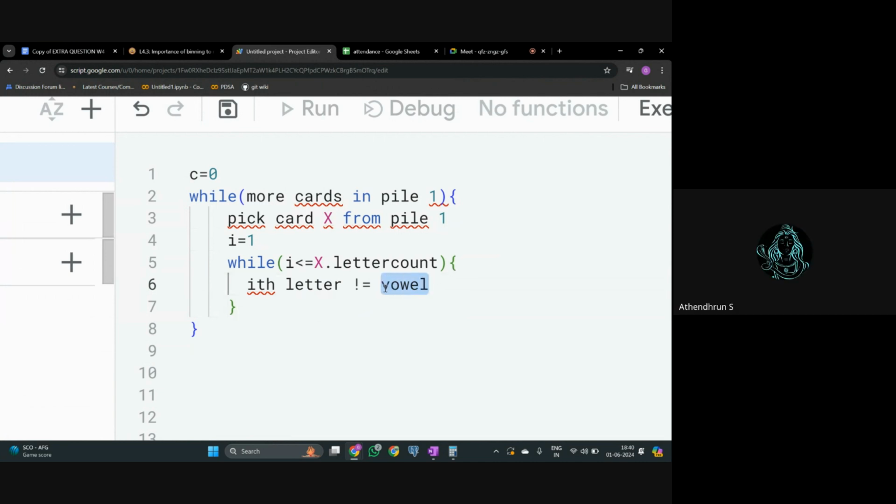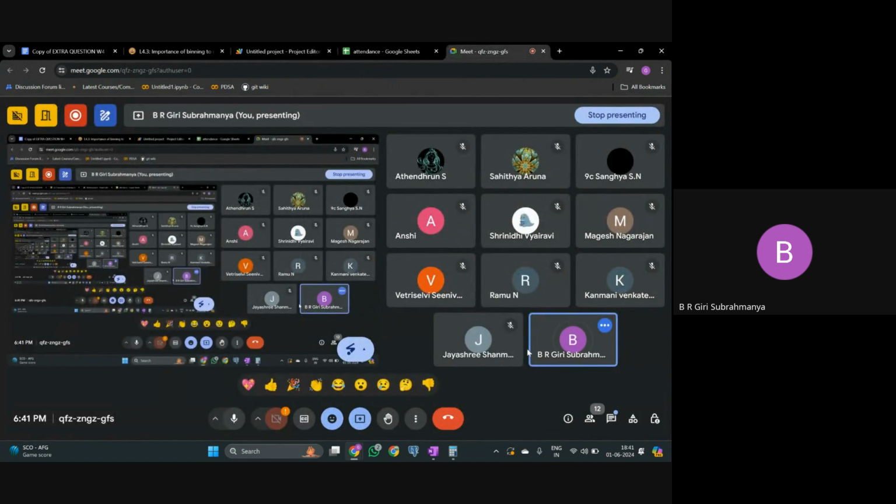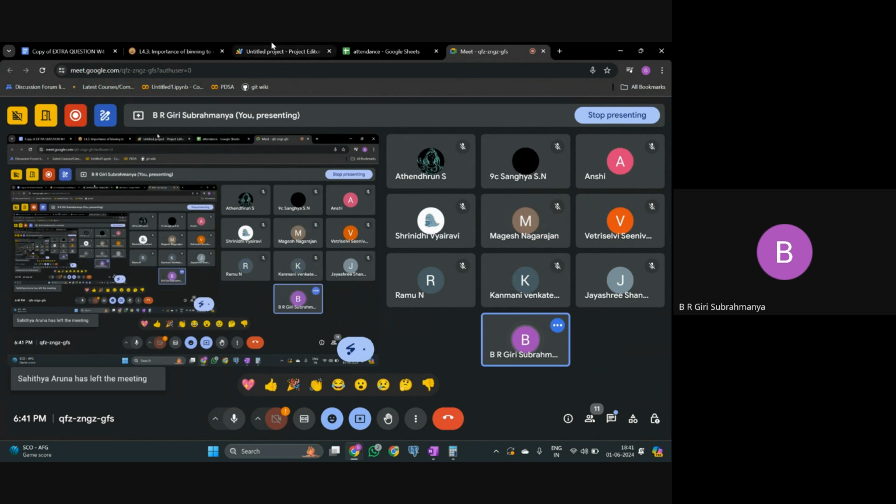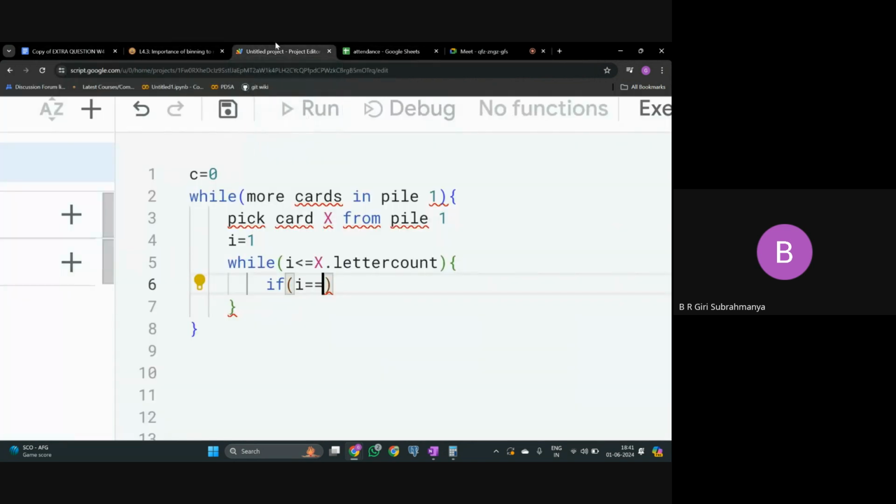Sir, do we have to write A, E, I, O, U? Is it a variable or is it something else? Sir, as pseudocode you can simply write ith letter is not a vowel. We can simply write that, right? Yes, sir. So one thing is the first letter should not be a vowel. How can we identify the first letter? Sir, I is equal to 1. If I is equal to 1, then it is going to be for the first letter.